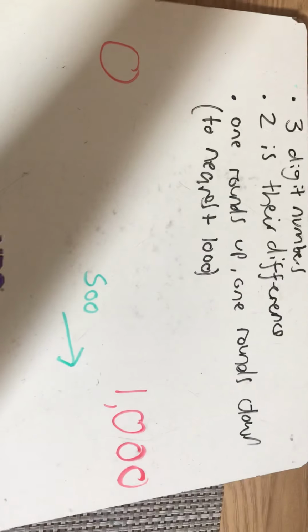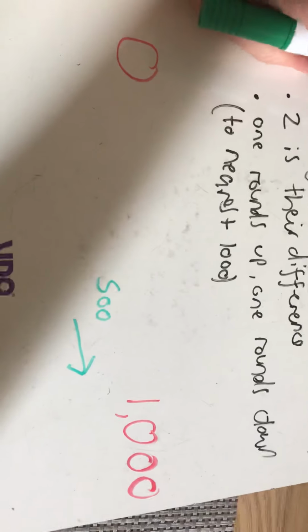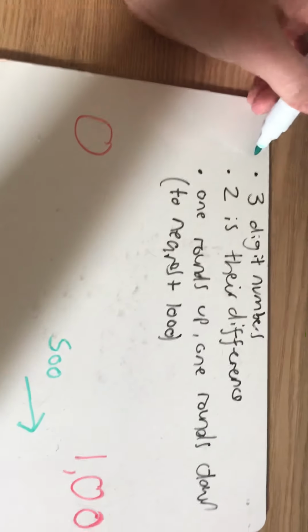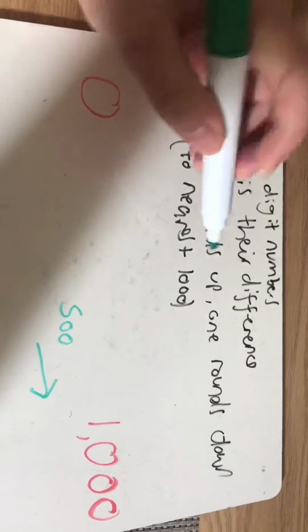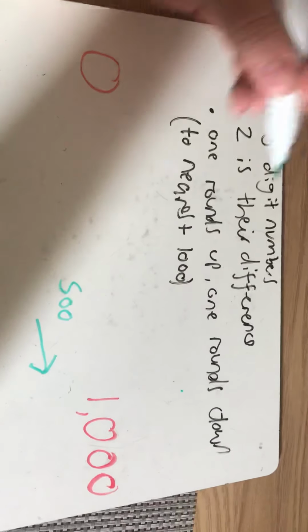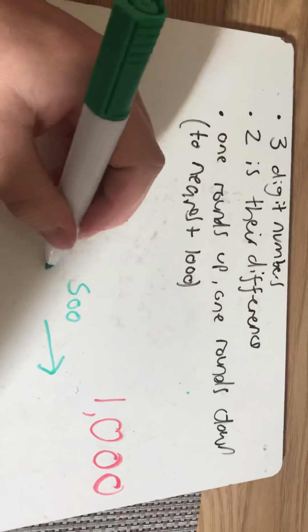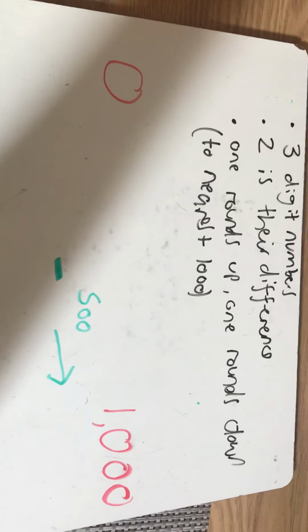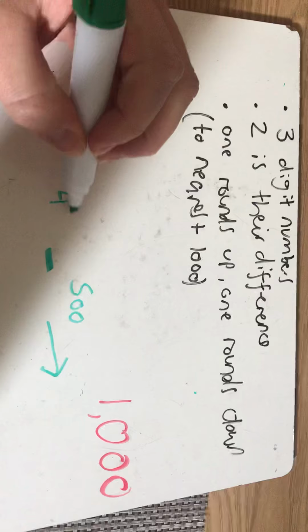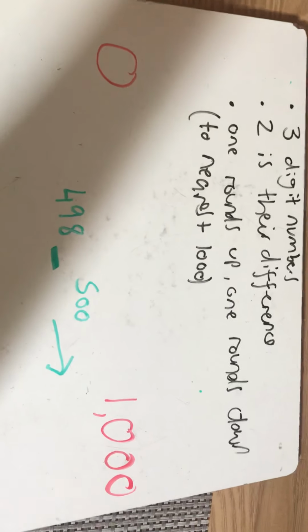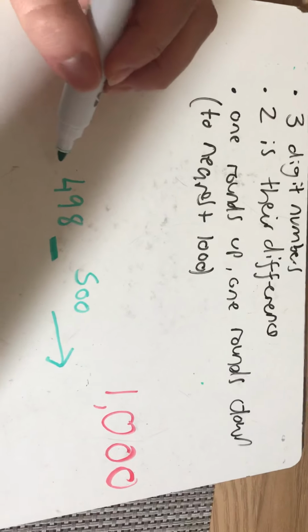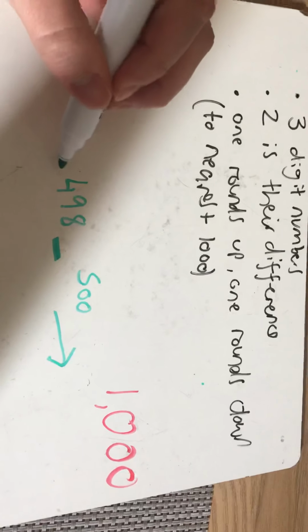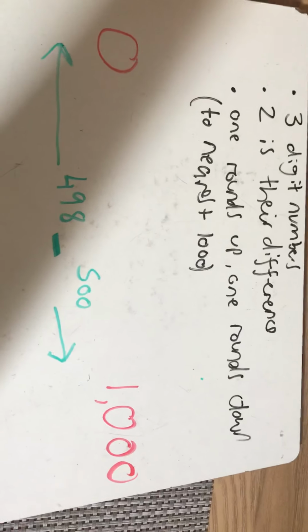So I need to think of a 3-digit number, not 4, a 3-digit number, which is going to round down and is 2 different to this one. So let's have a think of what's 2 less than that one. It's 498. If I rounded 498 to the nearest 1,000, it would round down.